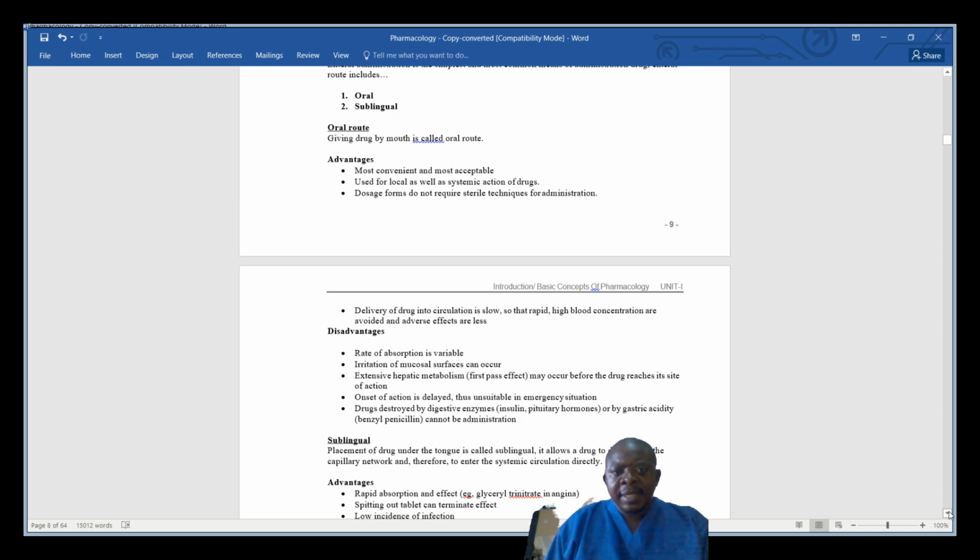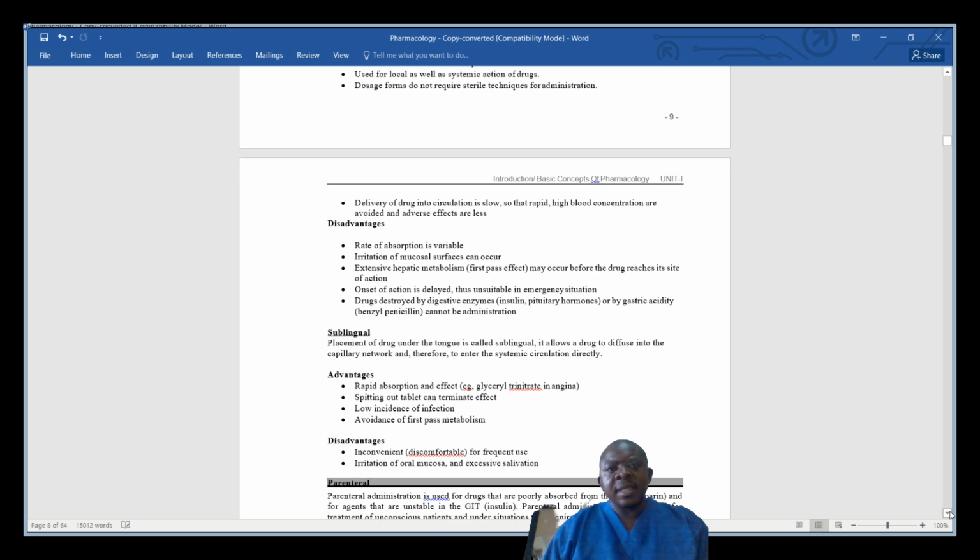The second disadvantage is that there can be irritation of the mucosal surface. By mucosal surface, we mean the lining within the GIT. It may cause irritation of the mucosal surface. The third disadvantage is extensive hepatic metabolism. There is what we call the first pass effect, which brings about the extensive hepatic metabolism that may occur before the drug reaches its site of action.